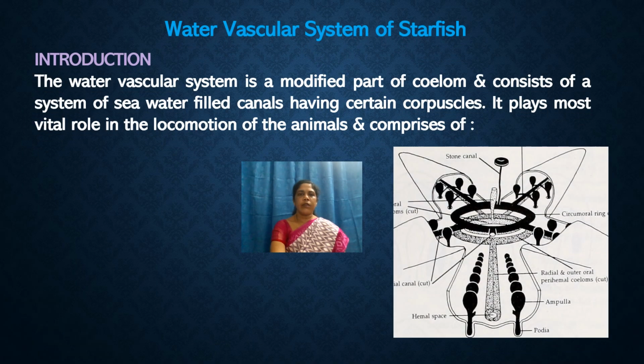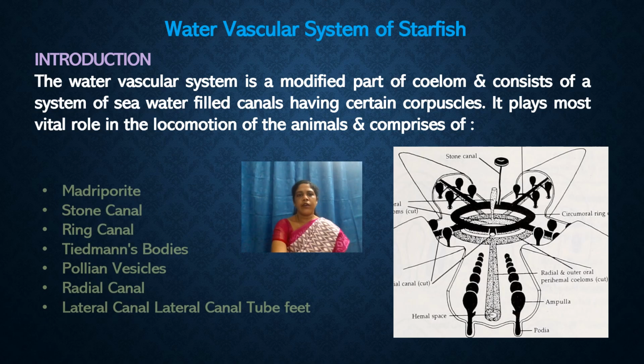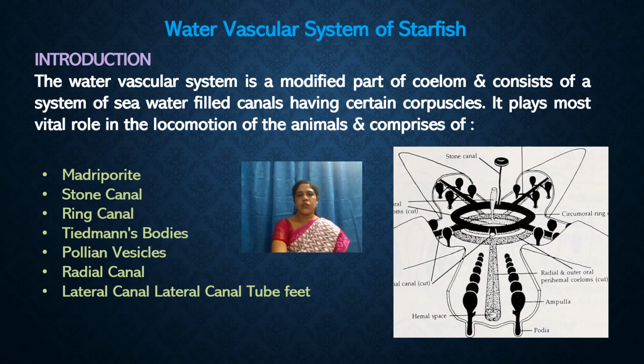Let's discuss the water vascular system of starfish. The water vascular system is a modified part of the coelom and consists of a system of seawater-filled canals having certain corpuscles. It plays a most vital role in the locomotion of the animals and comprises the madreporite, stone canal, ring canal, Tiedemann's bodies, Polian vesicles, radial canal, lateral canal, tube feet, etc.